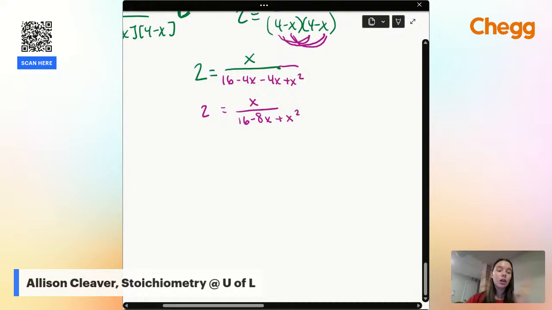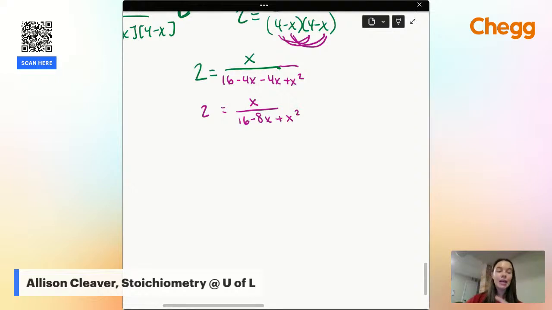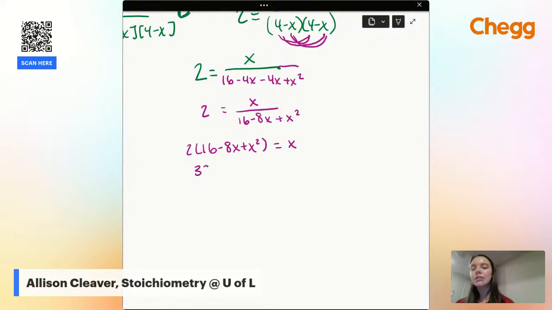Now we want to get all of our values over to the left to do the quadratic formula. So I'm going to do 2 times 16 minus 8x plus x squared equals x. And let's just multiply that out. So 32 minus 16x plus 2x squared equals x. Then I'm going to subtract x. So 32, let me make sure I'm doing this right. Yes, okay. 32 minus 17x plus 2x squared equals 0.